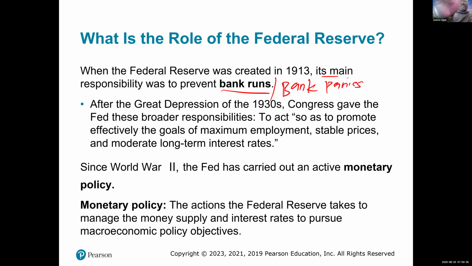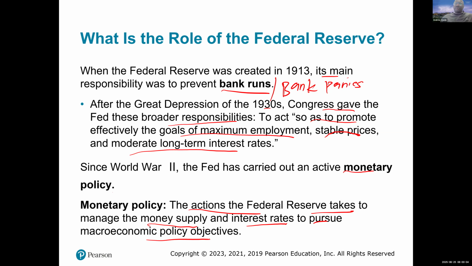After the Great Depression of the 1930s, Congress gave the Federal Reserve this broader responsibility to act so as to effectively promote the goals of maximum employment, stable prices, and moderate long-term interest rates. Those are the goals of the Federal Reserve. But there are other goals too, like stabilizing the value of the dollar and promoting broad economic growth. Since World War II, the Fed has carried out an active monetary policy. Monetary policy, as I said, is the actions the Federal Reserve takes to manage or control the money supply and interest rates to pursue macroeconomic policy objectives. That's what I defined earlier.